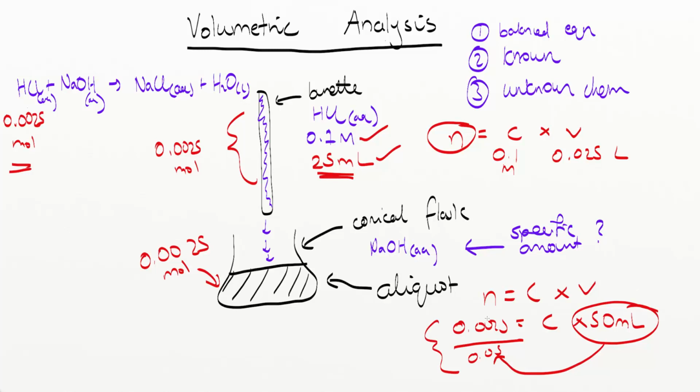Okay, so that's a quick introduction to volumetric analysis. We have a balanced equation, we have a known chemical, a chemical of known concentration, and we have an unknown chemical, a chemical of unknown concentration. I'll just write that, known concentration and unknown concentration. And through the reaction and measuring a volume, we can find out the amount or concentration of another chemical.